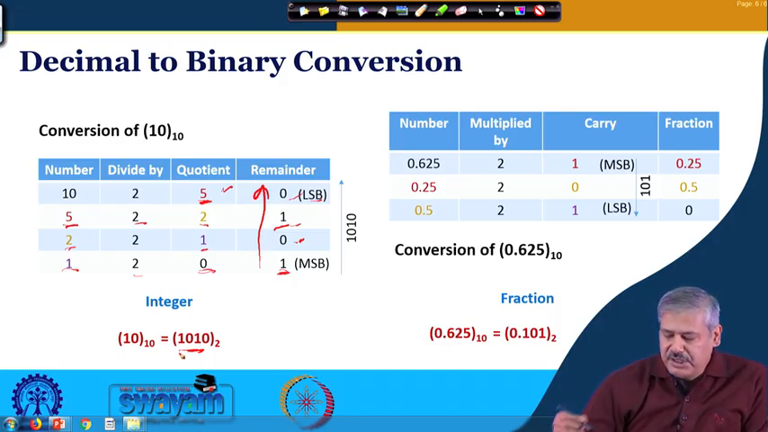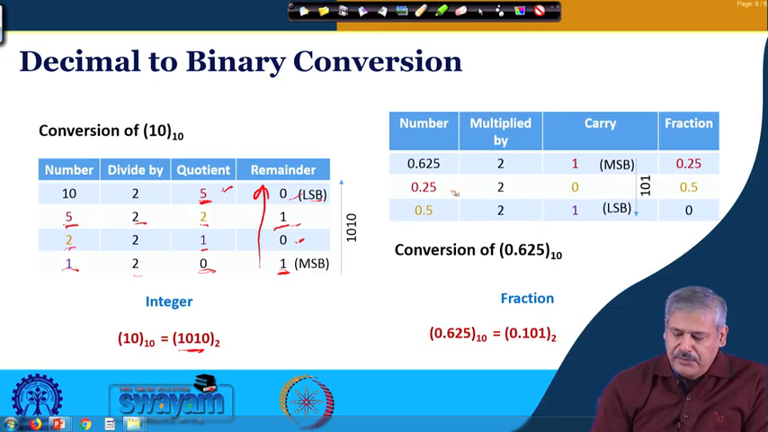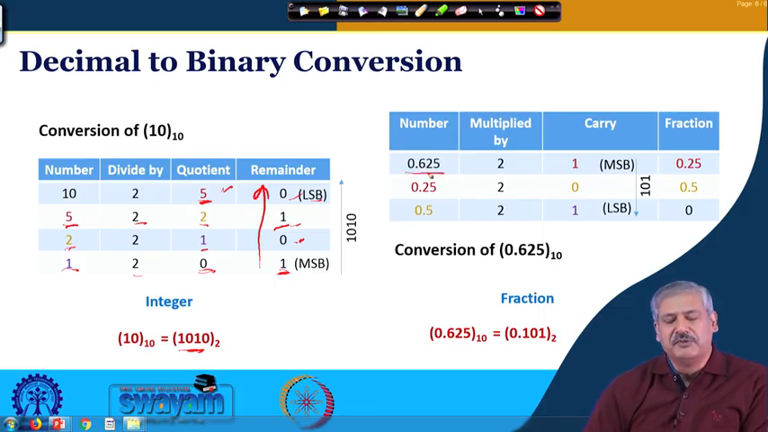And if we consider the fractional part, earlier it was division, here it is multiplication. So 0.625, if we consider the number we have seen before. First we multiply by 2. So what will be the result? 1.25.